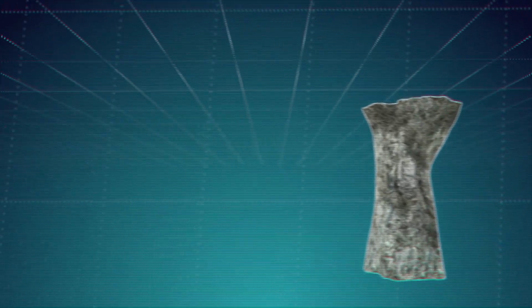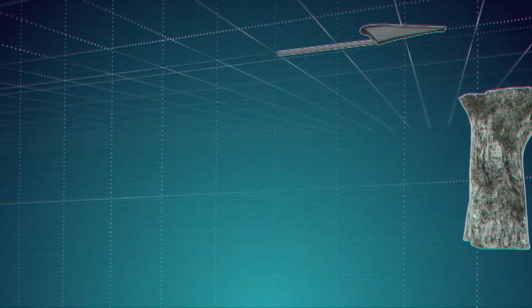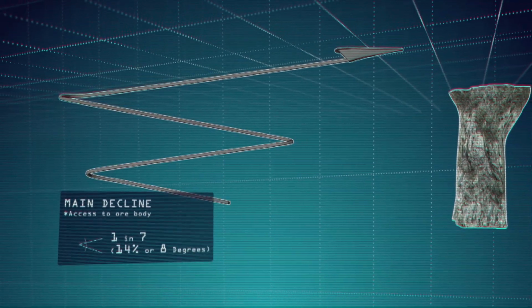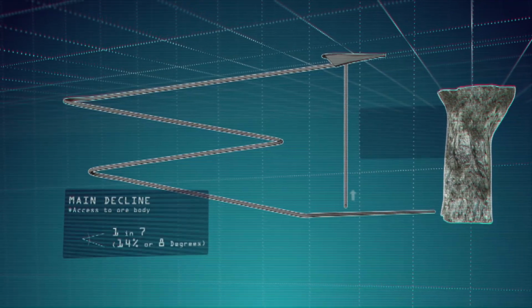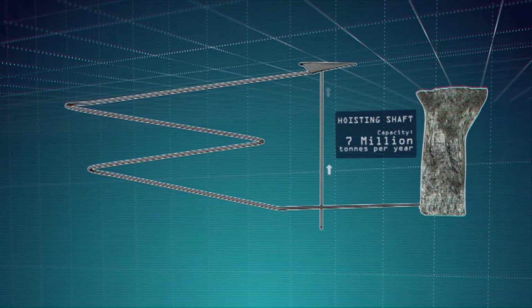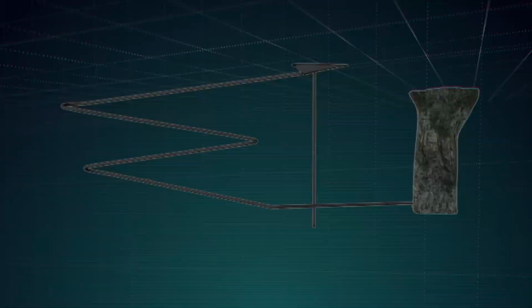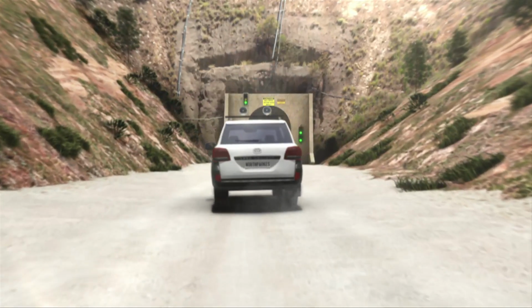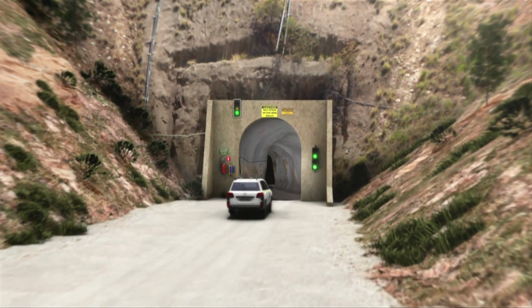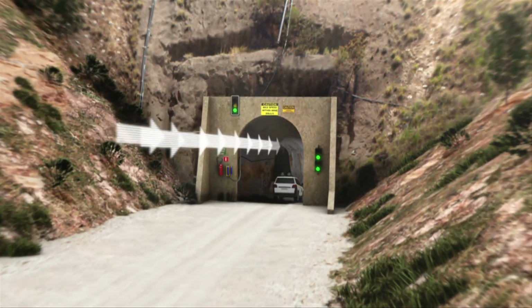The development stage at Northparkes began by gaining access to the ore body with a gently sloping tunnel called the decline and a vertical shaft. The shaft is used to carry mined ore to the surface. The decline is used to transport people and equipment into the mine and to provide fresh air to the mine.